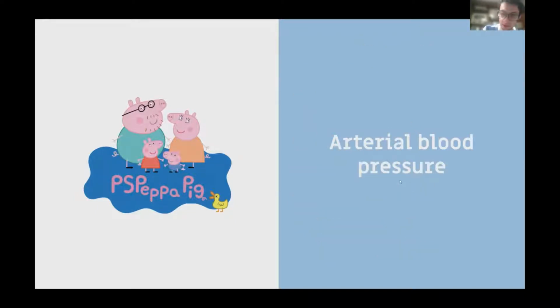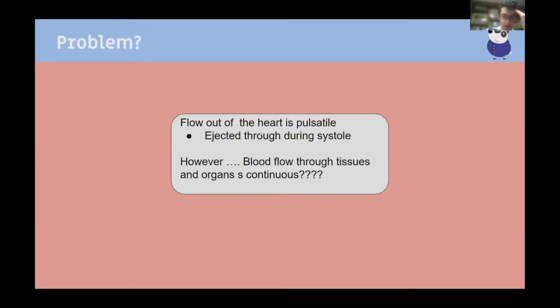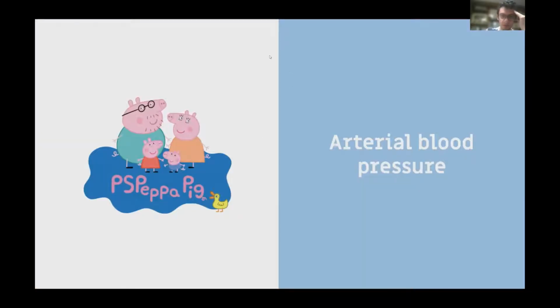So to start off, we're going to start off with arterial blood pressure. So in clinical skills, you might have had experience. Just so I have an idea, have you done blood pressure? Have you learned that yet? How to take someone's blood pressure? Yep. Okay, wonderful. So this is going to just be showing us why that works.